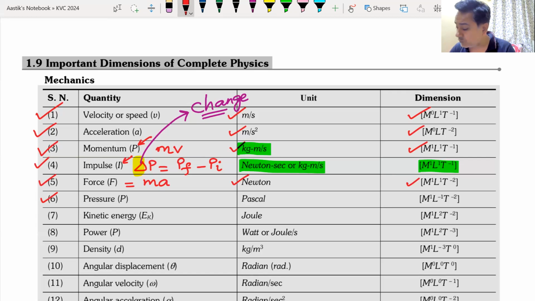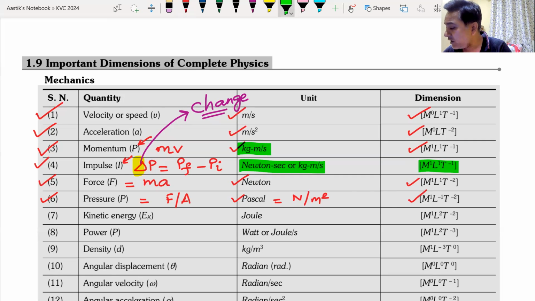The next thing is pressure. Pressure is denoted by the letter P. Pressure is force upon area. Do we know pressure is force upon area? Yes or no? This is also known as Pascal. You can also write it as Newton per meter square. You know Newton is kg meter per second square, so from there you can get the SI unit. You can call it Pascal, or Newton per meter square. And the dimension will be ML minus 1 T minus 2.